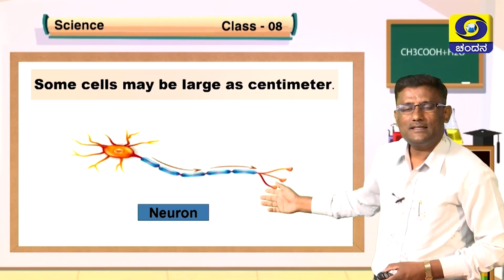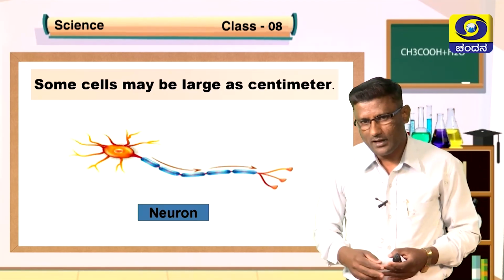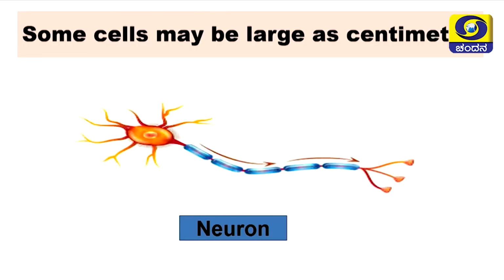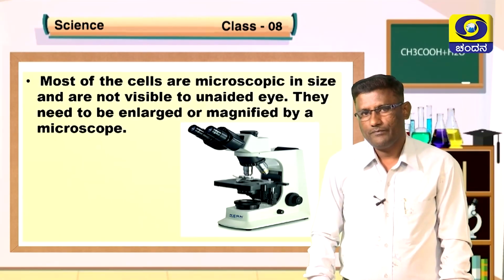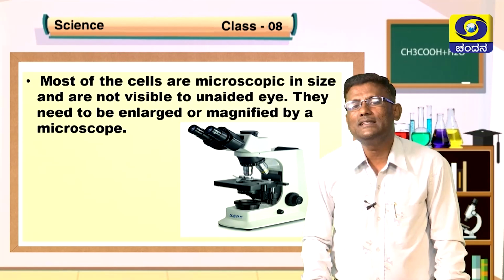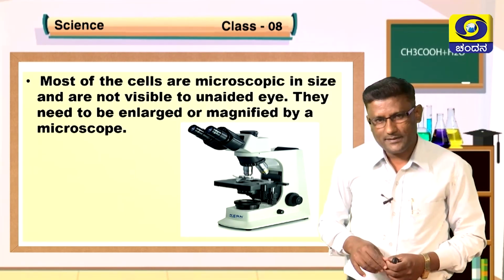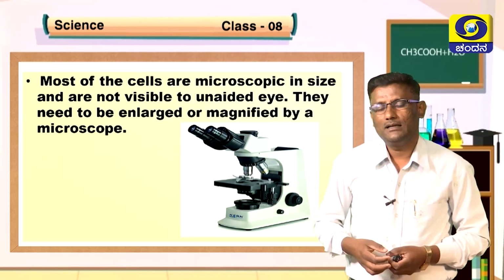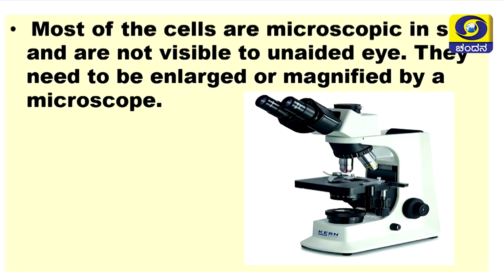Here are some of the cells. This is the neuron or nerve cell, and it is a large cell, measuring about a centimeter. Most of the cells are microscopic in size. That means they are very small, and we are unable to see those cells with the unaided eye. They need to be enlarged or magnified by a microscope.